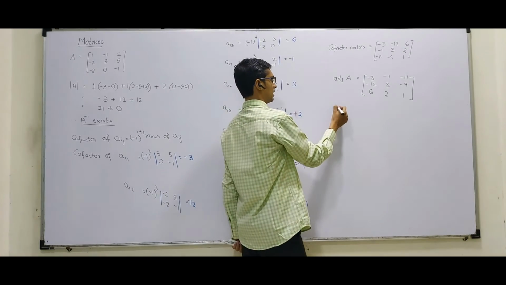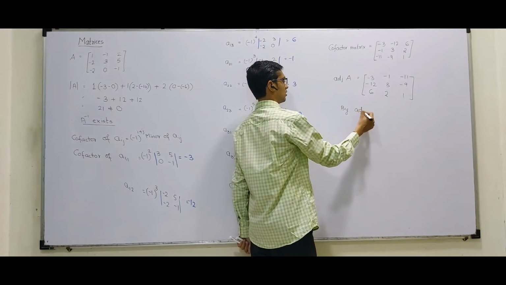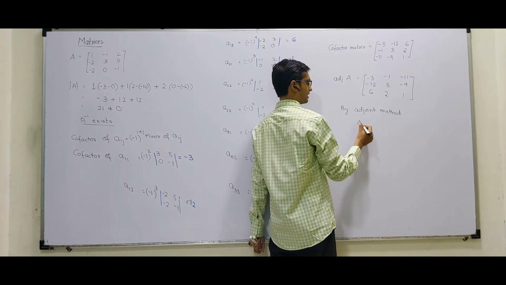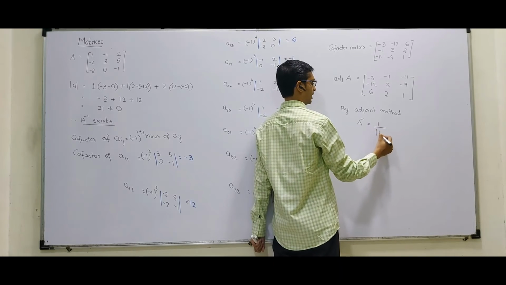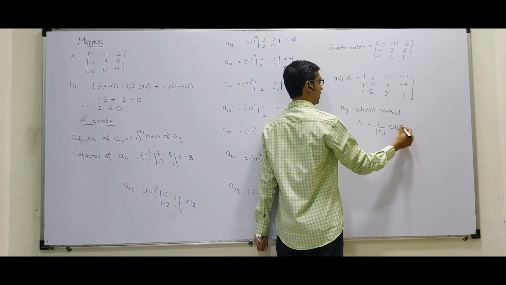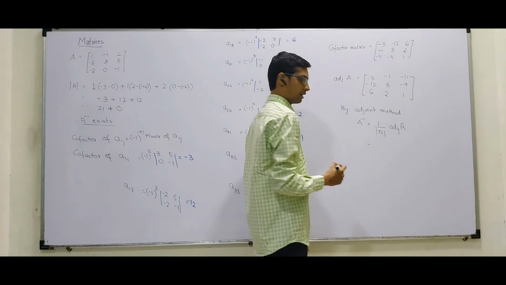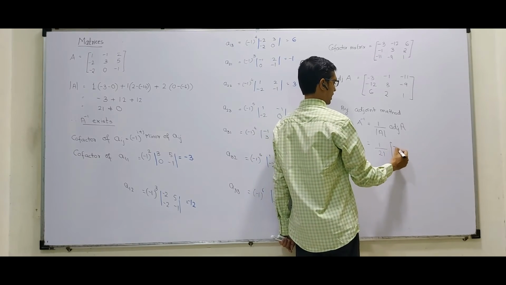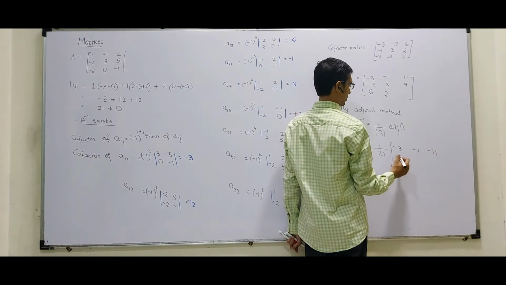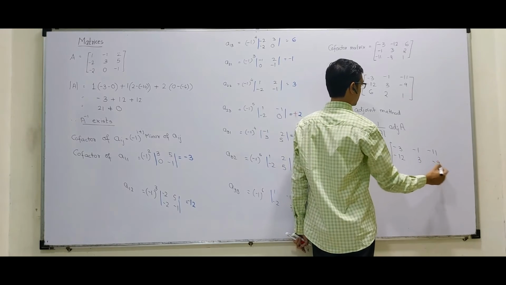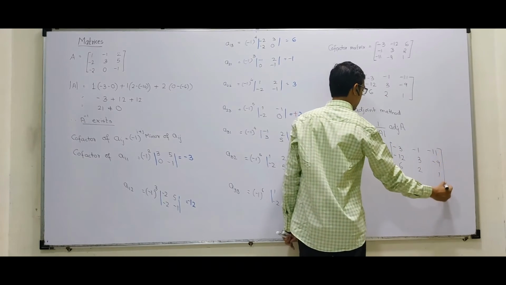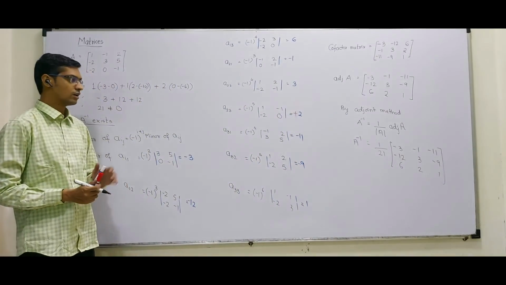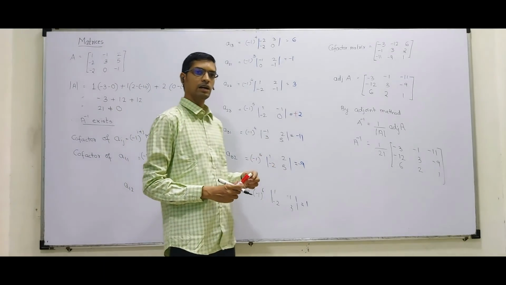Once I have done the adjoint, therefore by adjoint method I can say A inverse is 1 upon determinant A into adjoint A. Determinant कितना है मेरा? 21. -3, -1, -11, -12, 3, -9, 6, 2, 1. This will be your A inverse. Understood? So I've done one sum for 2 by 2, one sum for 3 by 3.